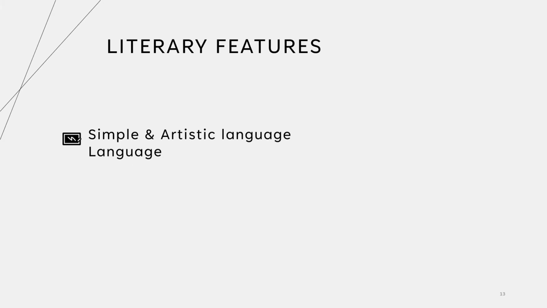Number 1. Simple and artistic language. The Romantic Age poets preferred simple and artistic language because they wrote for the common people. Therefore, they did not use flowery language or tough language like that of the writers of the Augustan age. So, you can easily read and understand a poem of Wordsworth, whereas it will really take you some time to understand a poem of Alexander Pope.